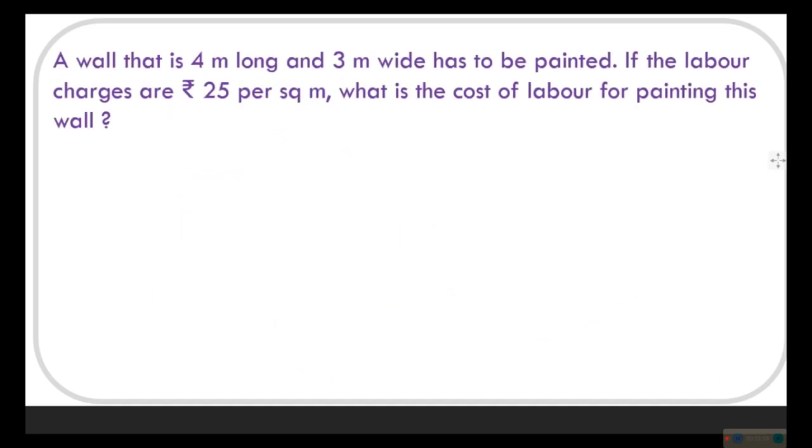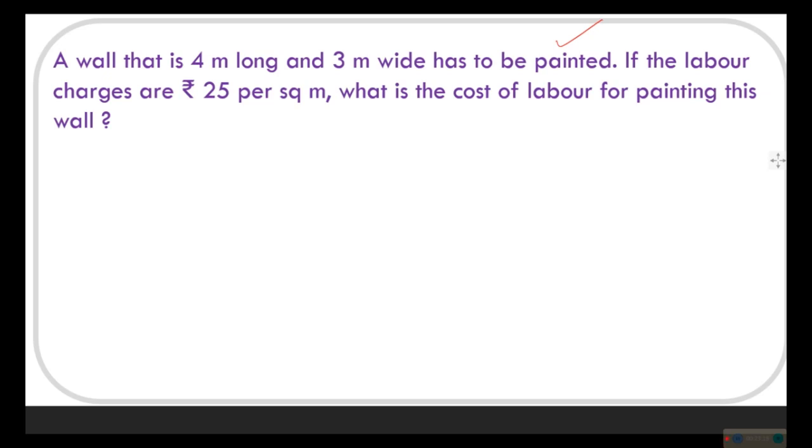So my dear students, this is very important. Sometimes the question will come in this format. A wall that is 4 meter long and 3 meter wide has to be painted. I told you, a painter has to be told the area. If the labor charges are ₹25 per square meter, 25 rupees have to be given to them. What is the cost of labor of painting this wall?